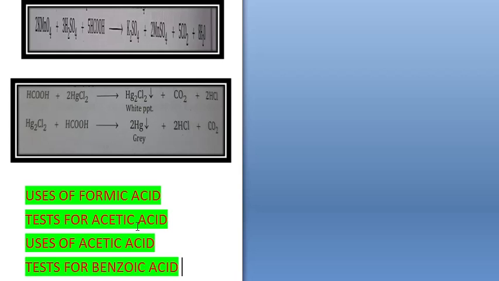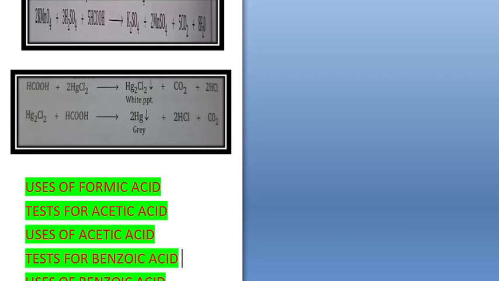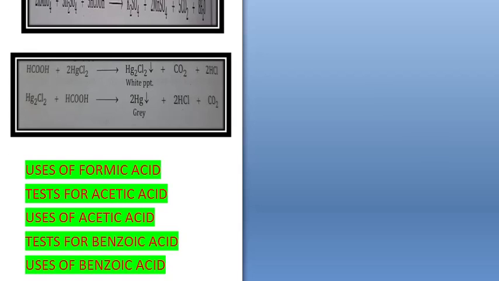Now, what are the uses of acetic acid? Acetic acid is used as vinegar, sirka you call it, okay. Then it is used as a solvent for resins, and it is used in preparation of acetyl chloride, acetic anhydride, etc.